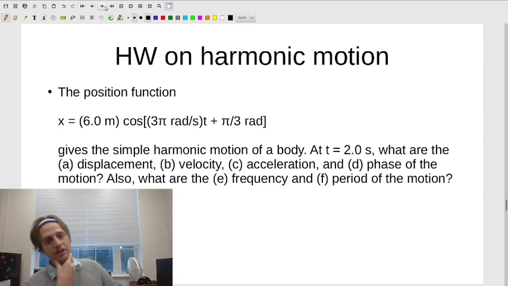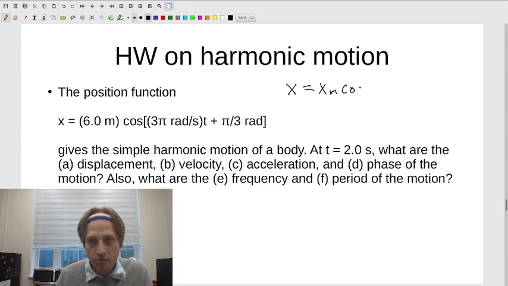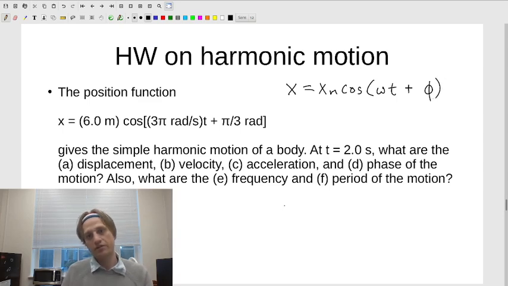Okay, so let's quickly do a recap. We've got some position function, and we've already talked about what this form is: x max times cosine of omega t plus some phase offset. It says the position function is this, giving the simple harmonic motion of a body. At time equals 2, what are the displacement, velocity, acceleration, and phase of the motion?